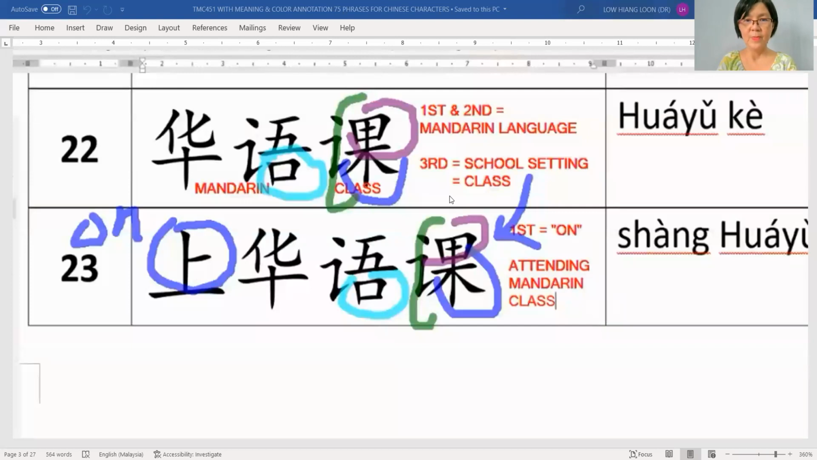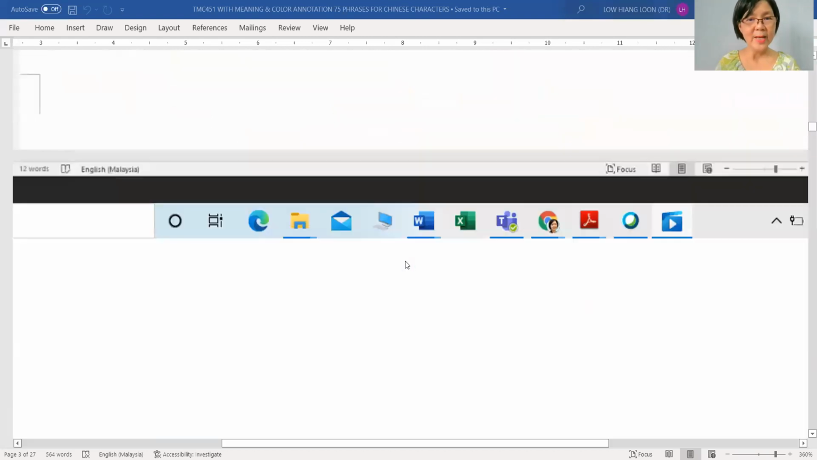And the fourth character looks like a class with benches. So it means the Mandarin class is on. Yes, 很好. Okay, next number.